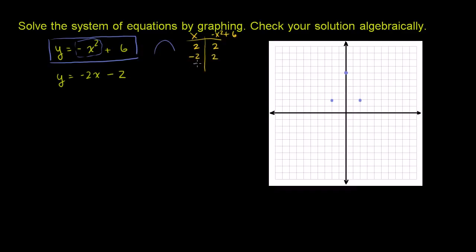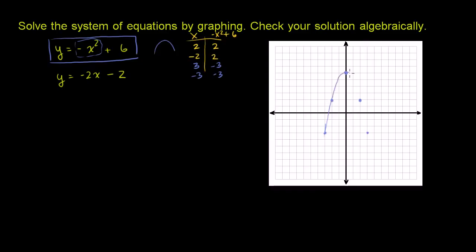And then let's try it with 3 as well. If we put a 3 there, 3 squared is 9. Then it becomes negative 9 plus 6, which is negative 3. And negative 3 will also become a negative 3, right? Negative 3 squared is positive 9. You have a negative out front. It becomes negative 9 plus 6 is negative 3. So you have negative 3, negative 3, and then you have 3, negative 3. So those are all good points. And now we can graph our parabola.